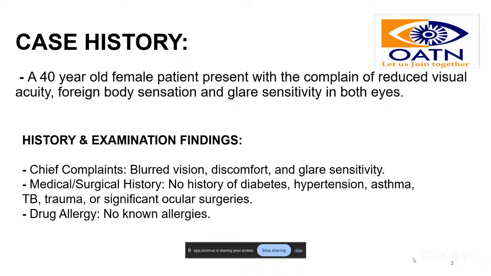My case history was a 40-year-old female patient who came with the complaint of reduced visual acuity, foreign body sensation, and glare sensitivity in both eyes. Her complaint was in both the eyes. The history was taken: she has no surgical or medical history, no history of any systemic diseases, and no known allergies.